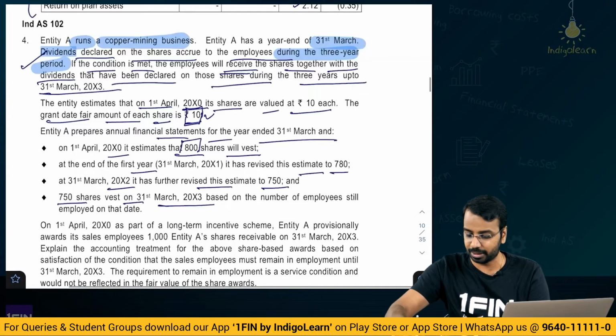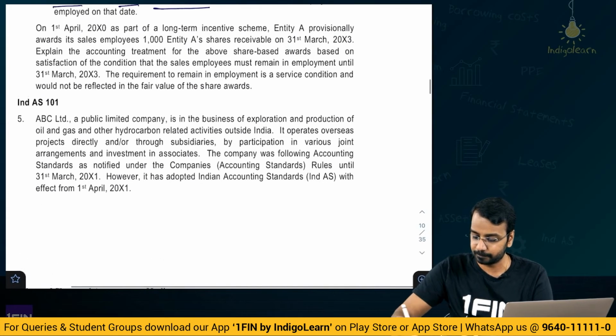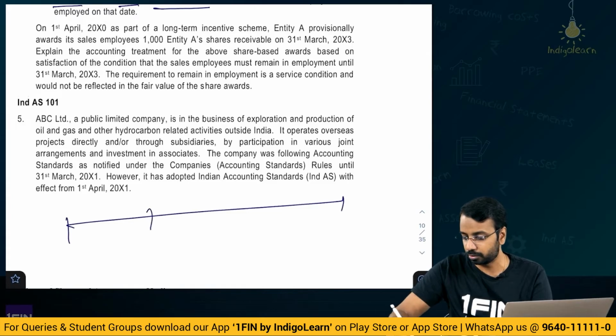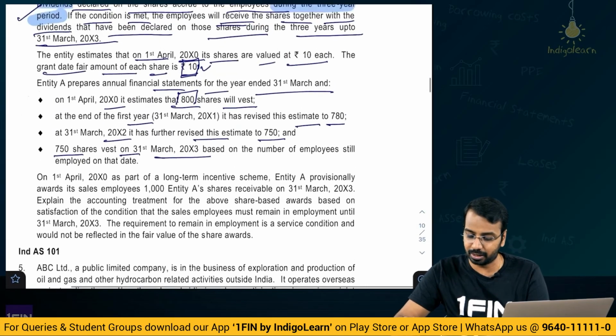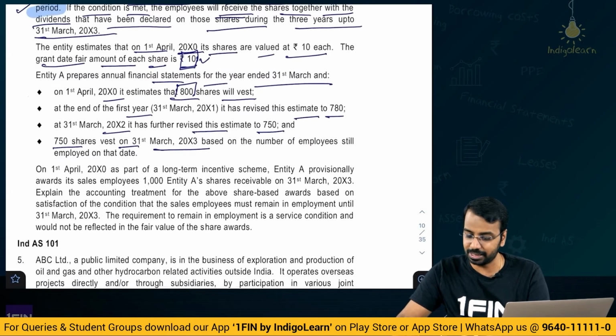So, if you look at a timeline, 1, 2, 3. Okay. So, here when they started, what did they say? They said 800, then 780 and 750.